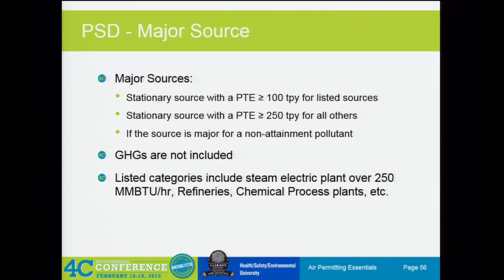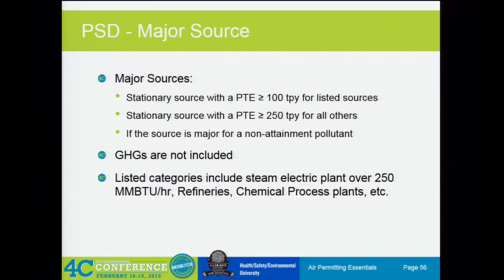So major sources under the PSD program include a stationary source with PTE greater than 100 tons per year. And PTE stands for potential to emit. This is for your listed sources. The last bullet point touches on a few of them: electric steam plants over 250 million BTU per hour, refineries, chemical process plants, they all come under the listed sources. For unlisted sources, it's a stationary source with a PTE greater than 250 tons per year. A lot of your oil and gas wells, if you're working for an oil and gas company, you're going to fall under the non-listed category, and you're evaluating your emissions under the 250 tons per year for a major source.